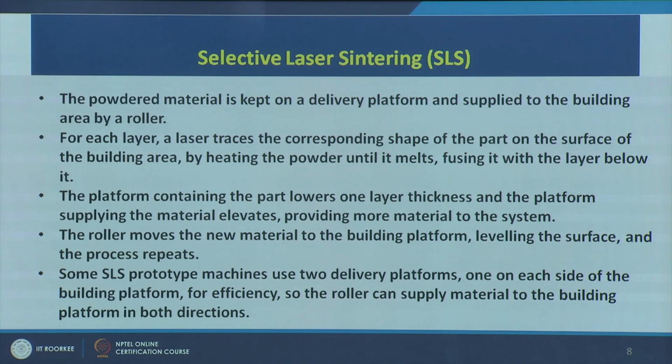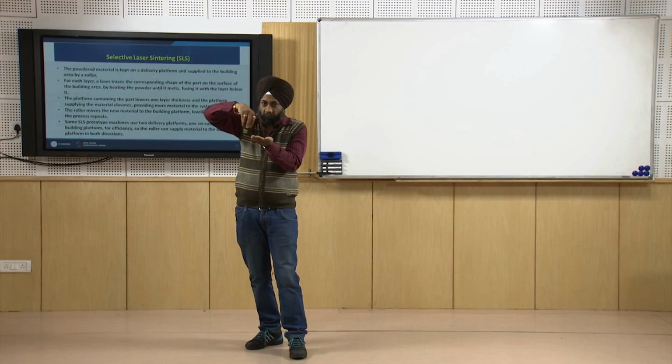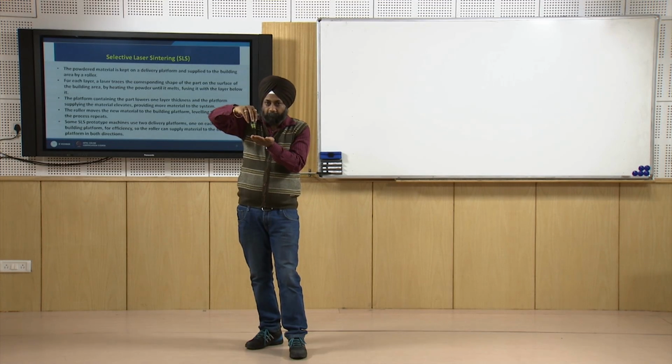Now, corresponding to the shape, the laser will get an input from the CAD model or the CAD file that already exists. Based on that input, the laser will trace the corresponding shape of the part on the surface of the building area by heating the powder until it melts, fusing it with the layer below it. So in the first layer we move the laser as per the design or the shape.